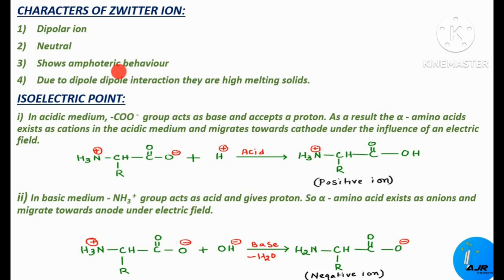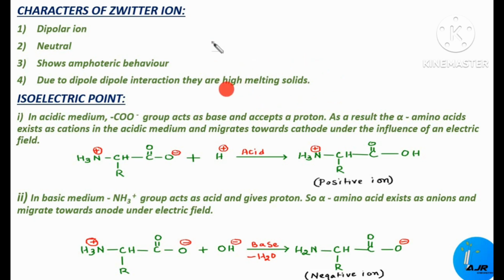What do you mean by amphoteric? Amphoteric means it acts as an acid as well as a base. So it shows amphoteric behavior. Due to dipole-dipole interaction, they have a high melting point. Due to dipole interaction, the bond is very strong, and it's not easy to melt this amino acid. So it requires high temperature. That's why it has a high melting point.